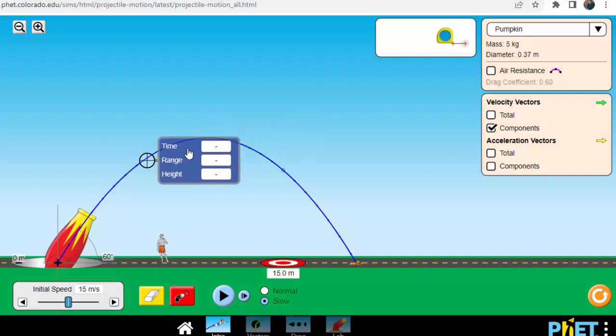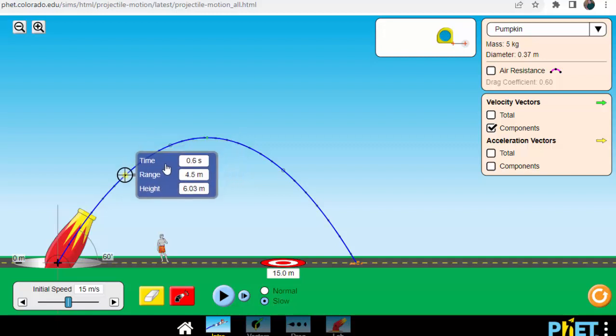And then we can also look at the time at any point during the path. This will be the time taken from the moment the cannonball was launched until it reached that point.